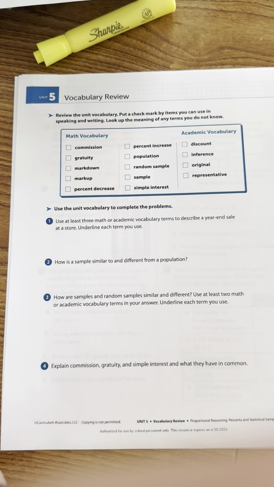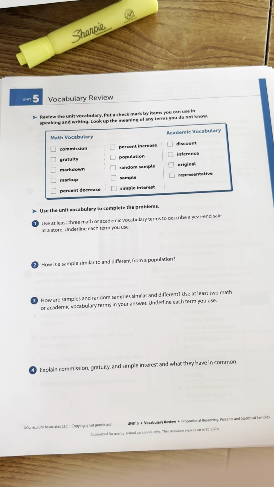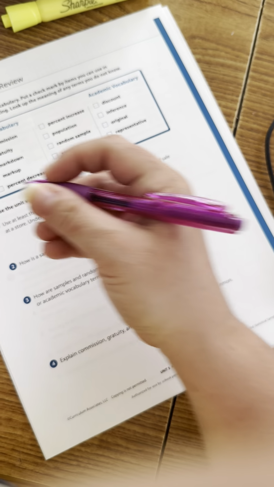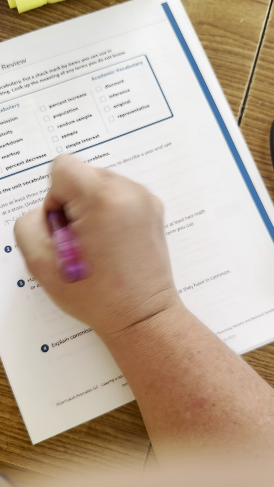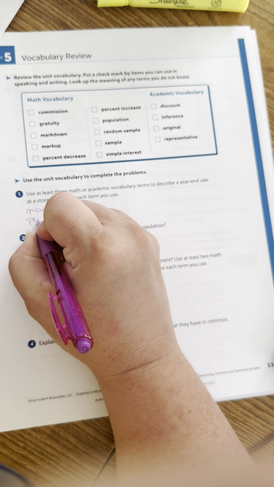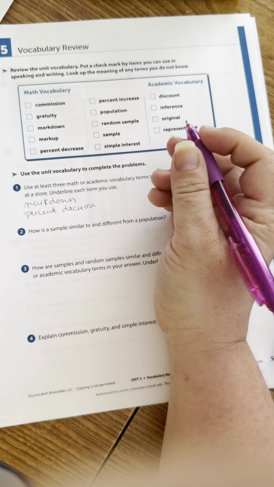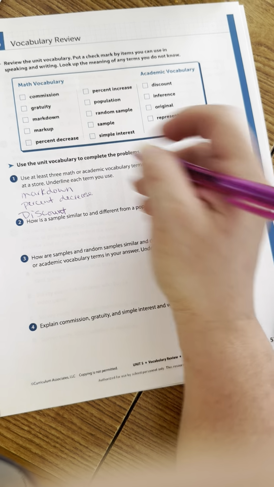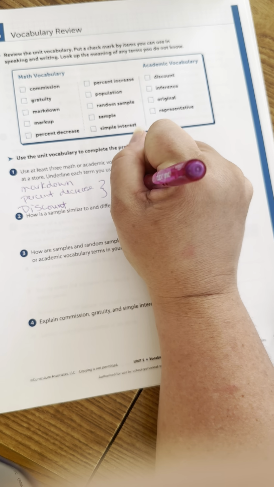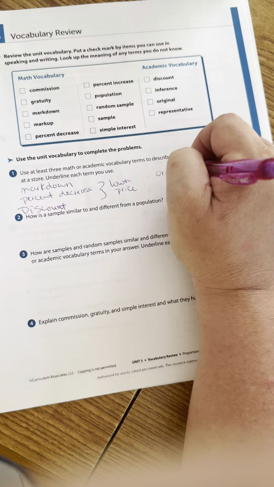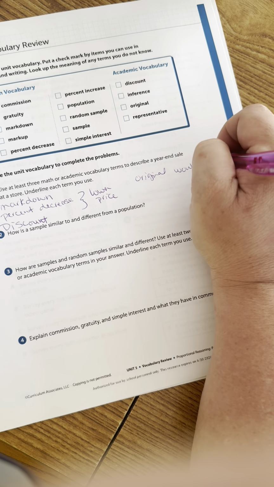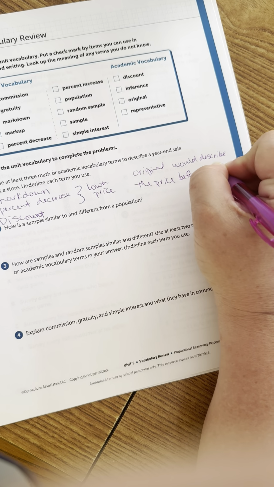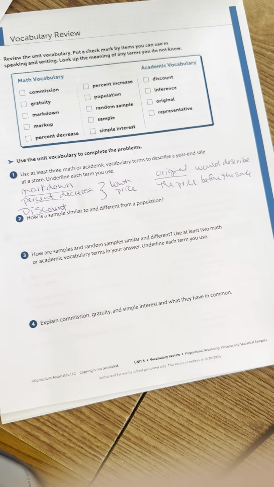use at least 3 math or academic vocabulary terms to describe a year-end sale at a store. Underline each term. So typically when you're talking about some sort of sale, you would have a markdown on the item. That would be the same as a percent decrease. Discount. And these are all describing the lower price. Original would describe the price before the sale. Okay, so we actually have 4 here. It only asks for 3.